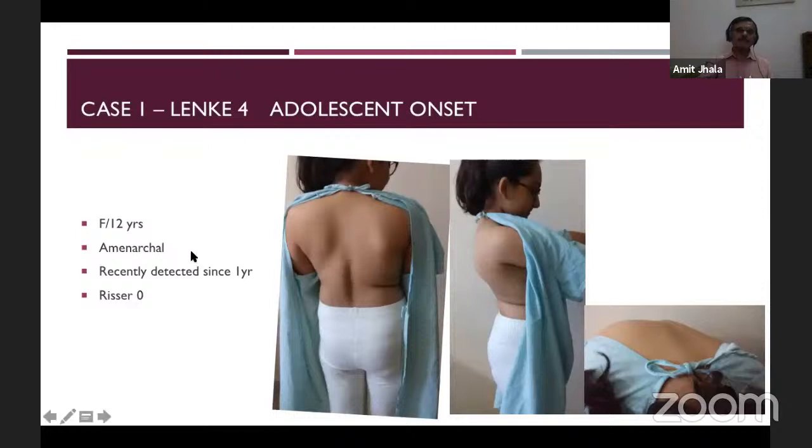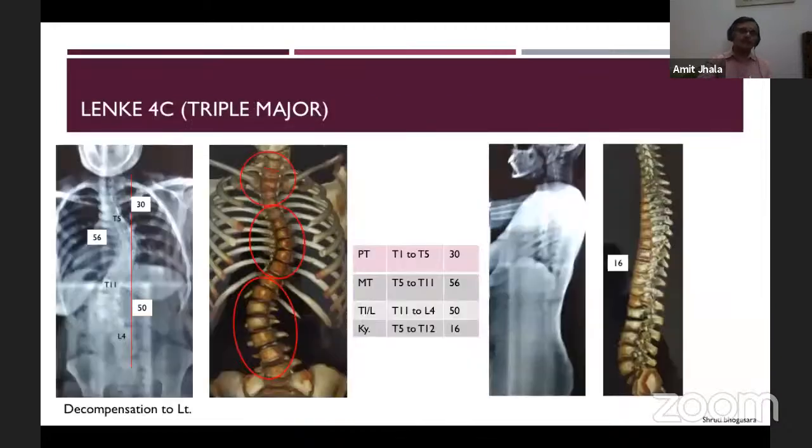So this is the case I'm going to talk about. A female, 12 years, recently detected since 1 year, Risser 0. And you can see this is the curve. It's a fairly simple curve, but it's decompensated to the left side. There is a proximal thoracic curve of 30, main thoracic 56, and a lumbar curve of 50 degrees. And you can see that there is a kyphosis of 16 degrees.